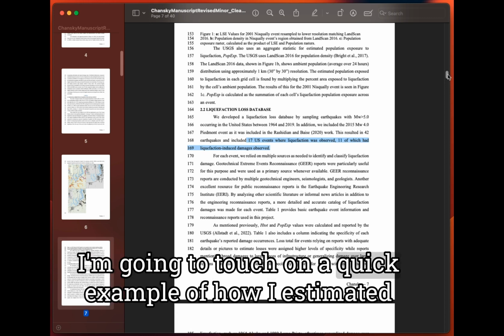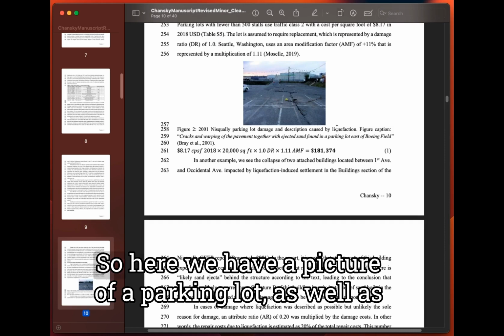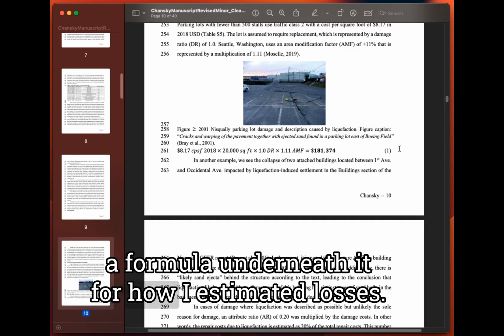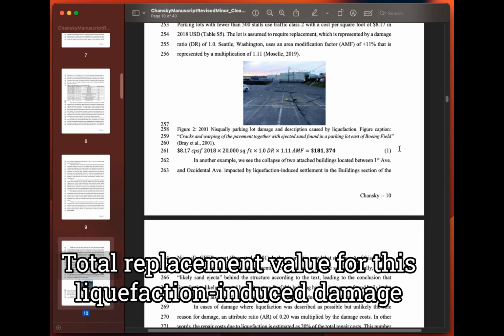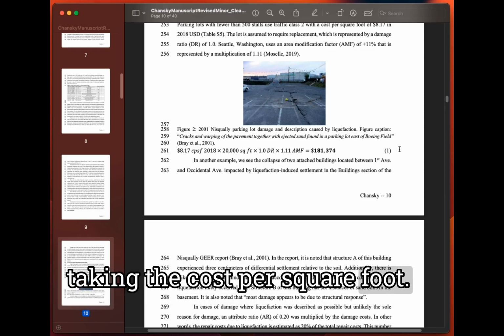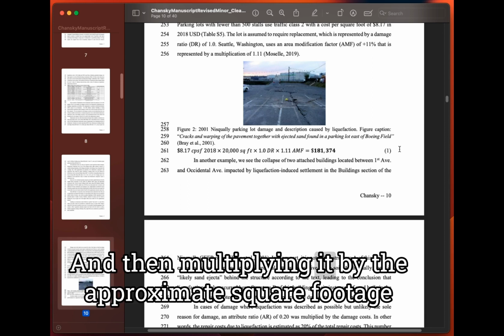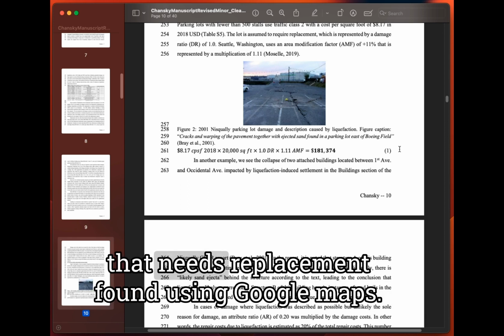I'm going to touch on a quick example of how I estimated losses to a parking lot which was damaged by liquefaction. Here we have a picture of a parking lot as well as a formula underneath it for how I estimated losses, total replacement value for this liquefaction-induced damage. Broadly speaking, the way we approached items like this was taking the cost per square foot of a parking lot of this type and then multiplying it by the approximate square footage that needs replacement found using Google Maps.